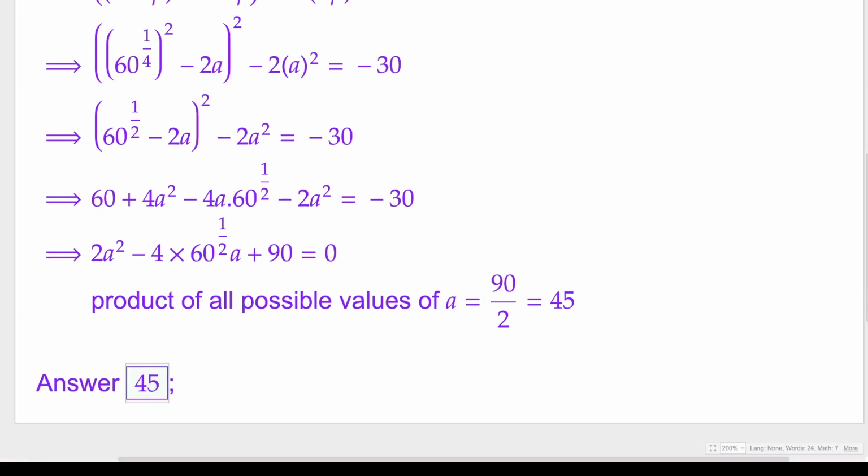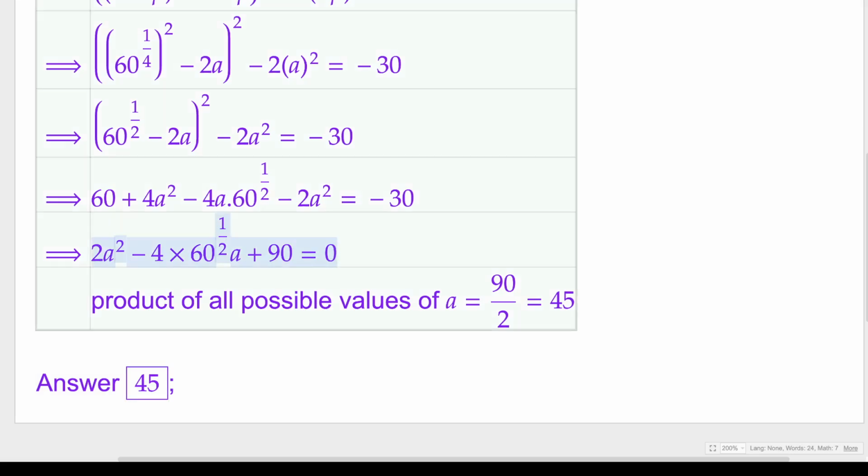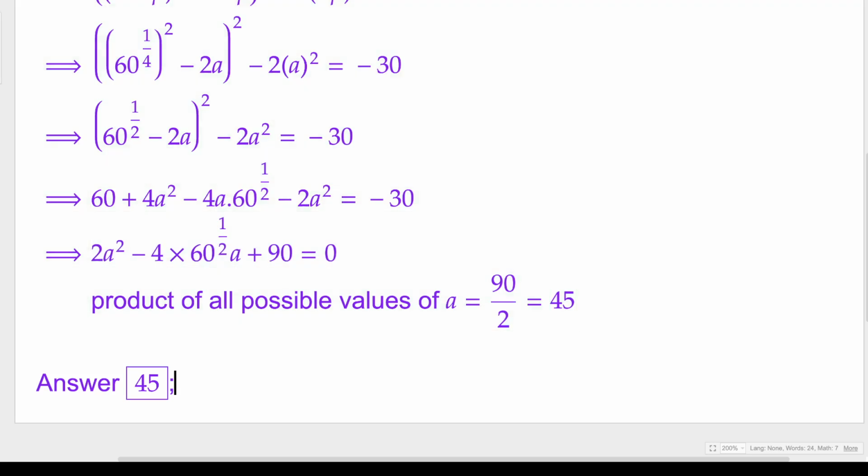Here we need not solve this equation, because it is a quadratic equation, so we have the coefficient of a and the coefficient of a square. a is the variable here. So if I find the product of roots for this equation, that would be c over a. Here 90 is the value of c and a is 2. So 90 over 2 is 45. So 45 is the answer to this problem statement.